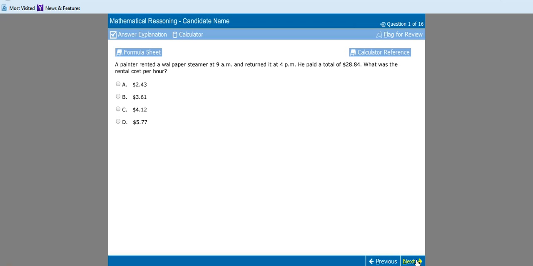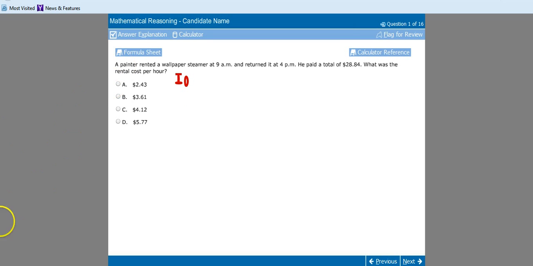So let's take a look at this one. It says a painter rented a wallpaper steamer at 9 a.m. and returned it at 4 p.m. He paid a total of $28.84. What was the rental cost per hour? So remember, I have that two-step method, which I advise everybody to do, which the first step is to identify the question.